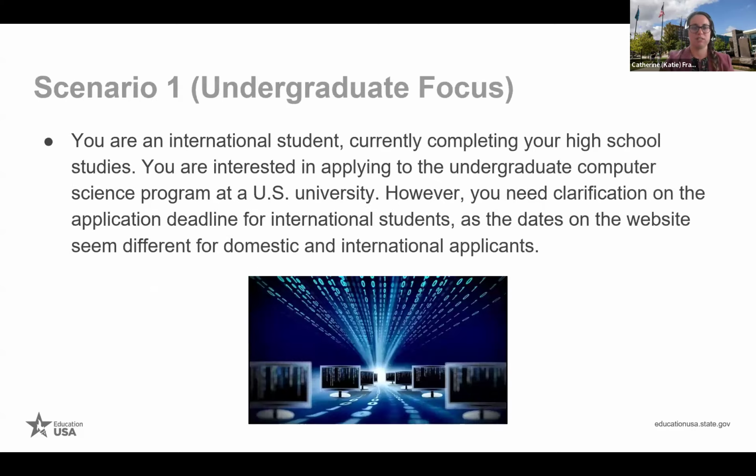So the first scenario, you are an international student currently completing your high school studies. You are interested in applying to the undergraduate computer science program at a U.S. university. However, you need clarification on the application deadline for international students, as the dates on the website seem different for domestic and international applicants. So can anybody tell me what they would ask? What kind of question would they ask? What would they put in their email?